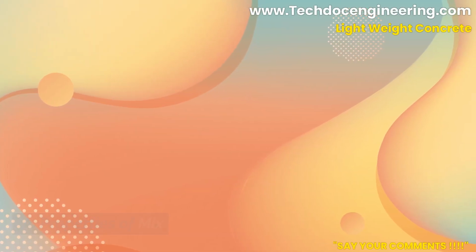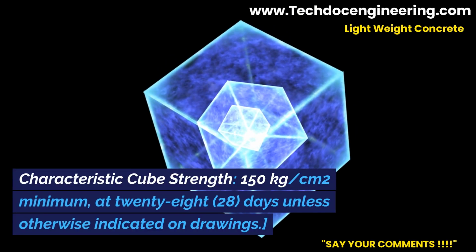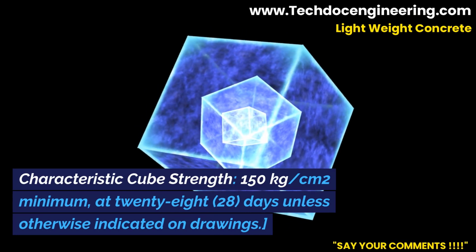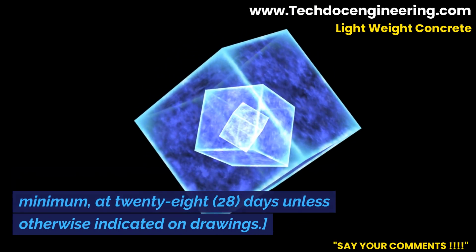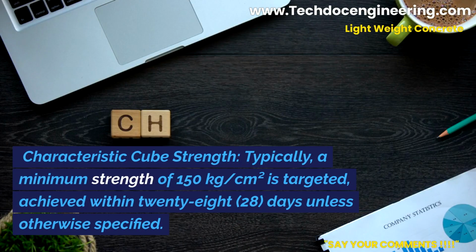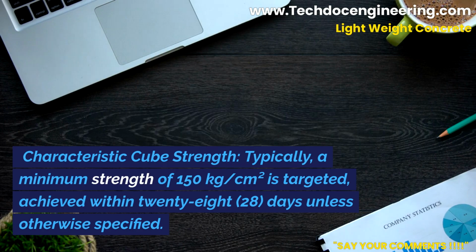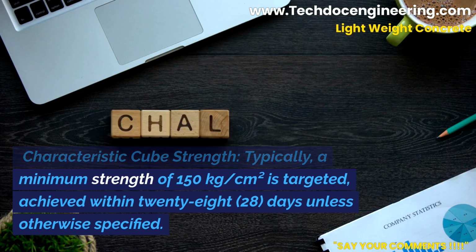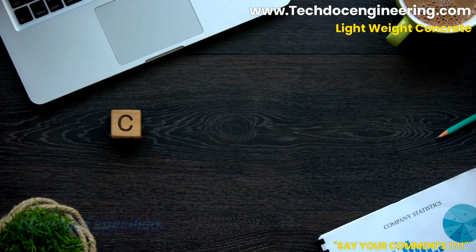A. Properties of mix. Adjustments are made to achieve the specified properties, including characteristic cube strength, 150 kg/cm2 minimum, at 28 days unless otherwise indicated on drawings. Typically, a minimum strength of 150 kg per square centimeter is targeted, achieved within 28 days unless otherwise specified.